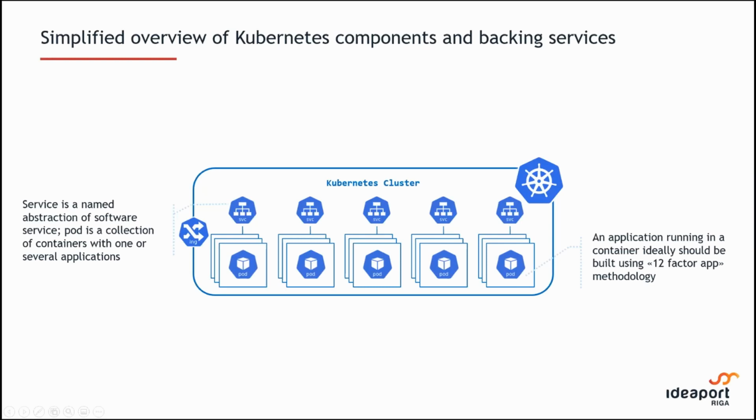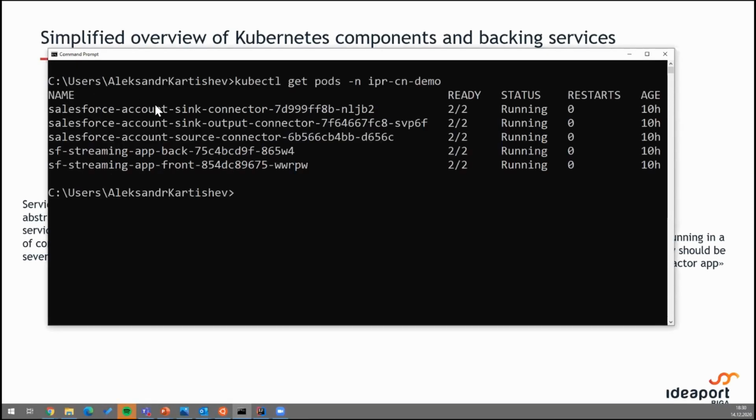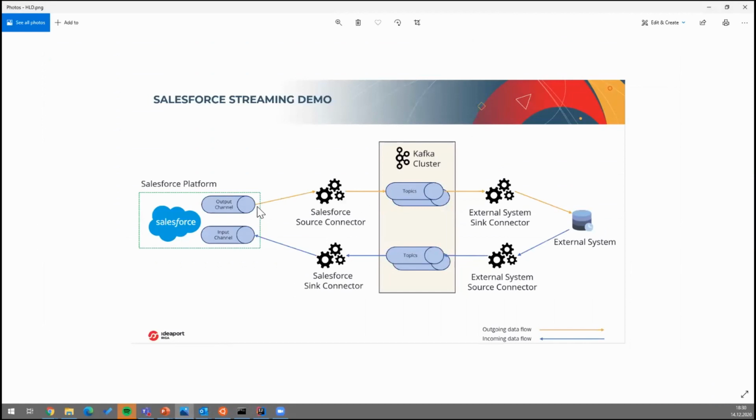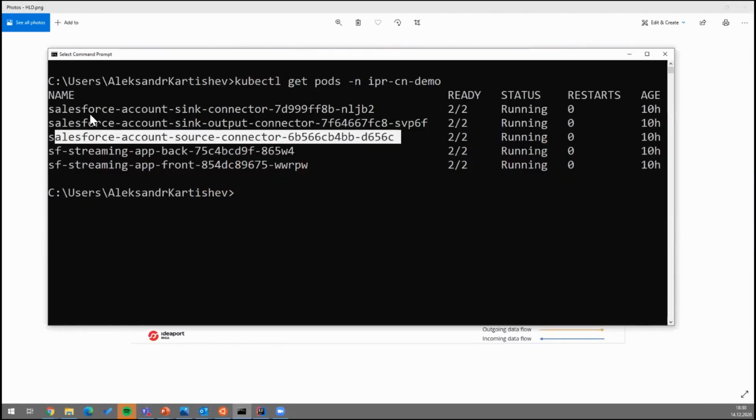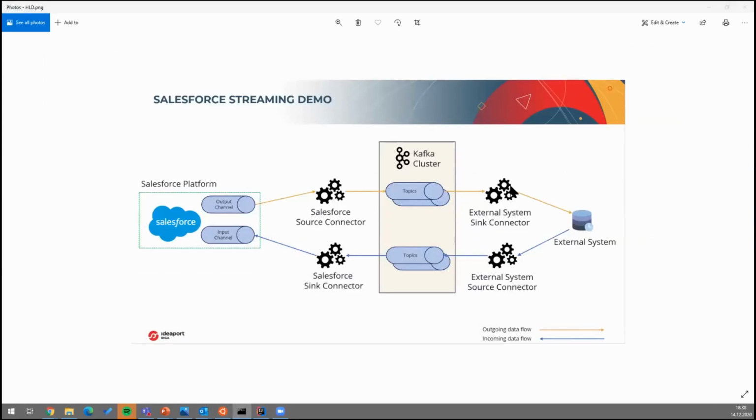We can also check it on Kubernetes level. So here we have five of our containers. One is the source Salesforce source connector, which is the component that's picking up changes from Salesforce and sending them into Kafka. We have a sync connector, which takes these changes from Kafka and puts them inside the external system database.